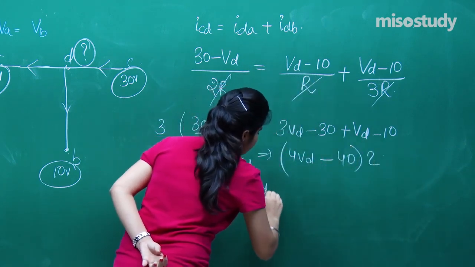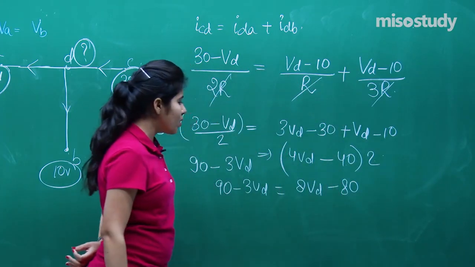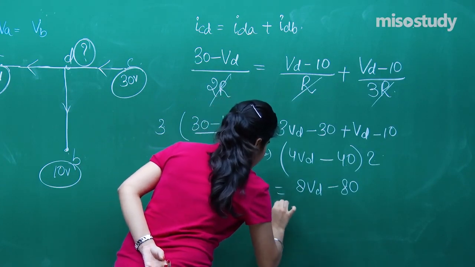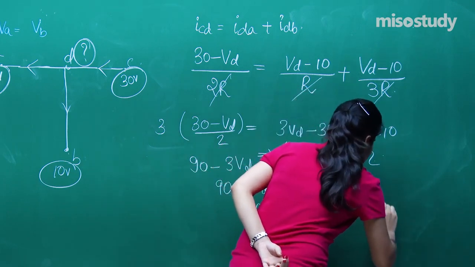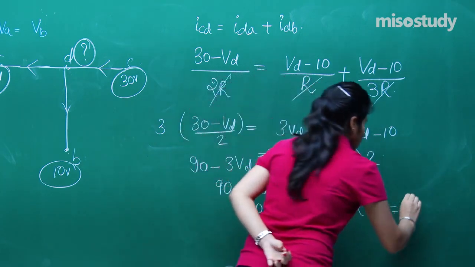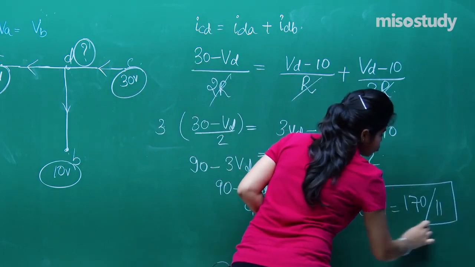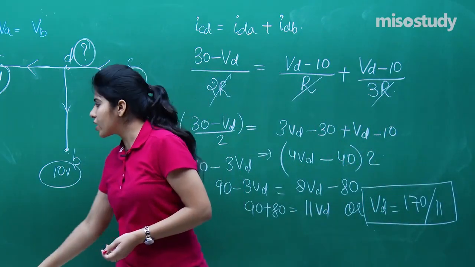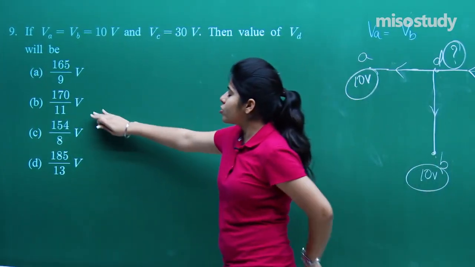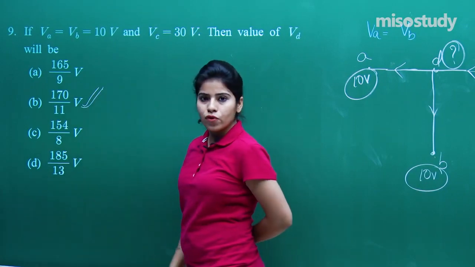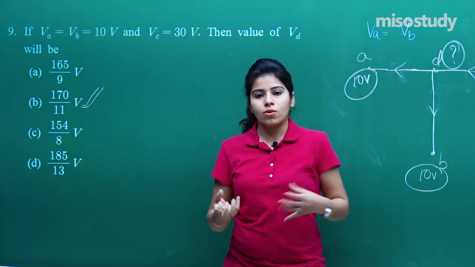Simply you can solve this by using your mathematics skills, or when you will be finding out the value of VD equals to 170 by 11. Now my VD has come out to be 170 by 11 and we have to check in the options whether it is available or not. Yes, I can see that option number B, 170 by 11 volt, is the correct option that we have just figured out from the question, right?